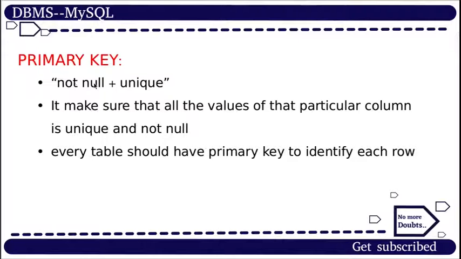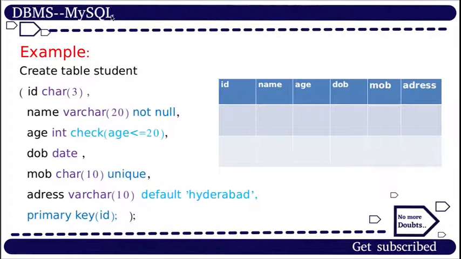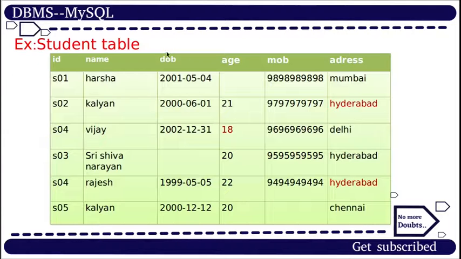By default it is not null plus unique, and it makes sure that all the values of that particular column are unique and not null. If you consider this example of a student, here we have an attribute of student ID, which is of character data type, 3 bytes of size. Here we made this ID the primary key. That means this ID column cannot have null values, and all the values should be unique. Let's say we have a situation like that.